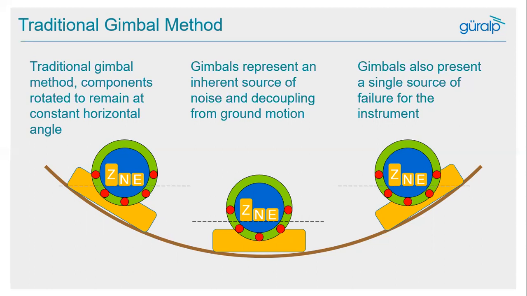In addition to this, gimbals also present a single source of failure for the instrument. For example, if the gimbal fails, then it doesn't matter if your whole seismometer is working correctly. If the gimbal fails, then your whole sensor has failed. Therefore, it is a single source of failure for the whole instrument and something that cannot easily be rectified.